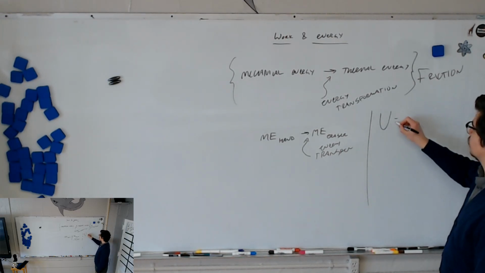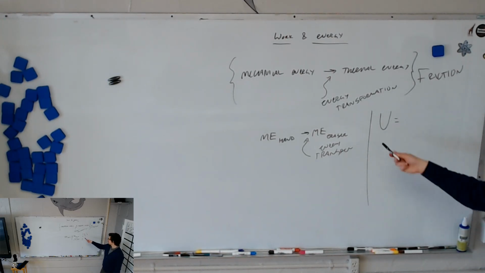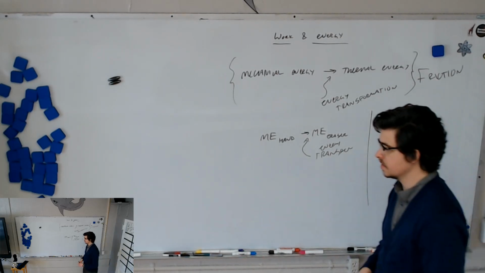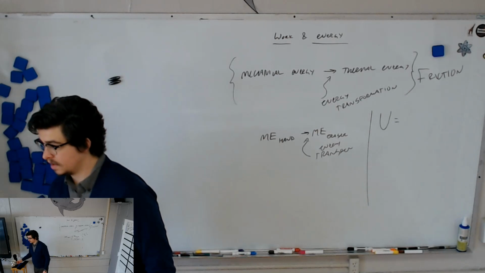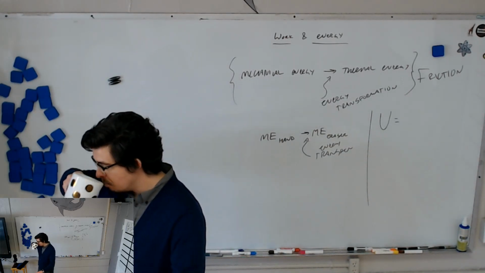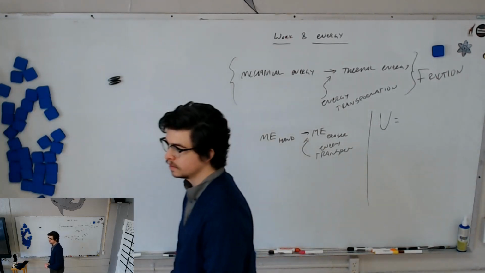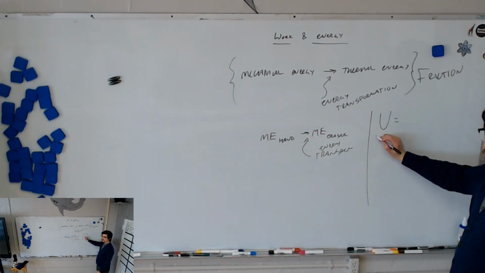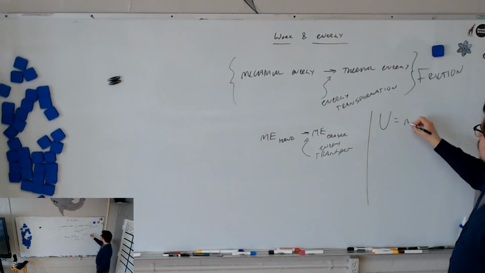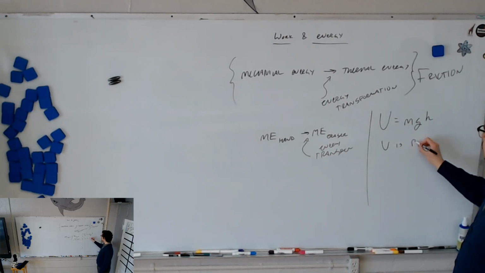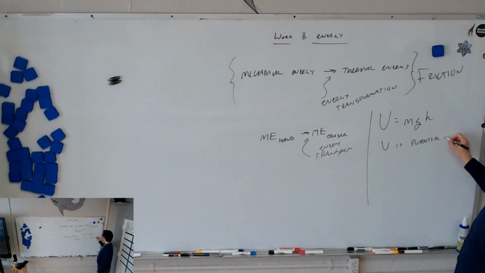Potential energy depends on what? Potential energy is represented with U. What does it depend on? How can something have more potential energy? Height. It depends on height. The higher up it is, the more potential energy it has. What else? Mass. And the third thing? Gravitation. So U, specifically this is gravitational potential energy, equals mgh, where U is, as we said, potential energy, measured in Joules.